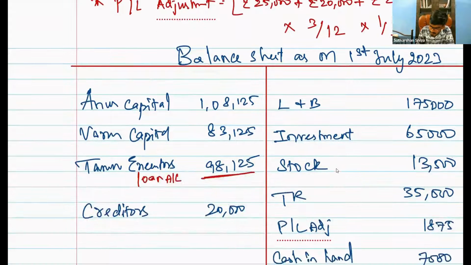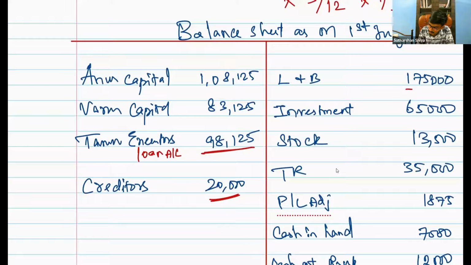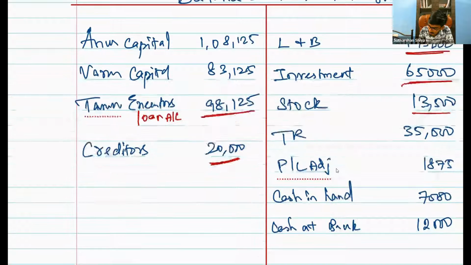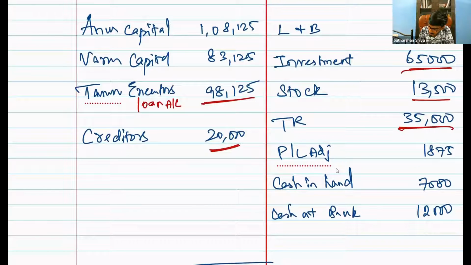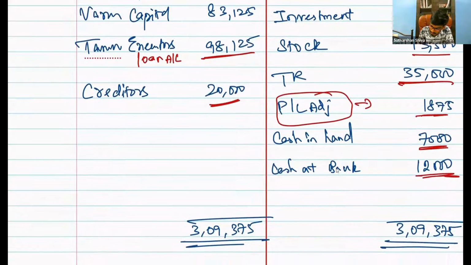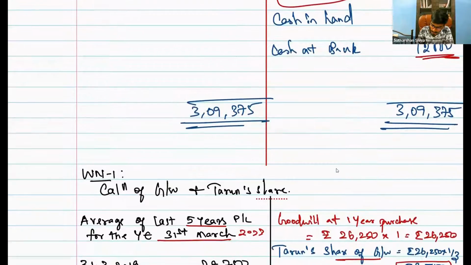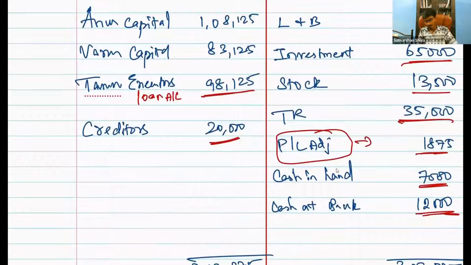Then creditors value, as usual, 20,000. This is our revised value of trade receivables. P&L adjustment needs to be shown because it is a temporary account. We have created a P&L adjustment or suspense account, so we need to show it. Cash in hand and cash at bank, we need to enter. So that's it.